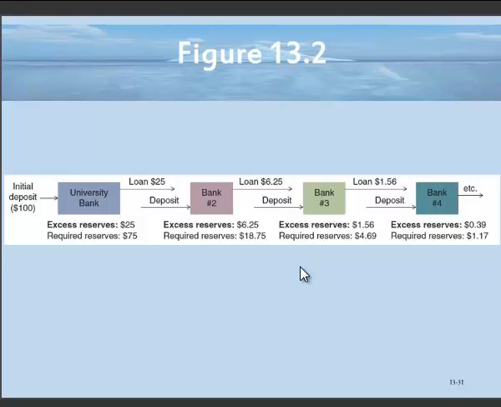Now, I think this is a mistake on the author's part. I think he just overlooked it. Usually it's the other way around. Usually in most textbooks they use a reserve requirement of 25%, but for some reason they haven't done it this time, so let's just go through the math and make sure we understand it.